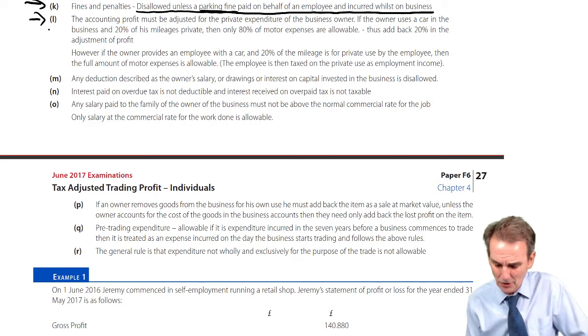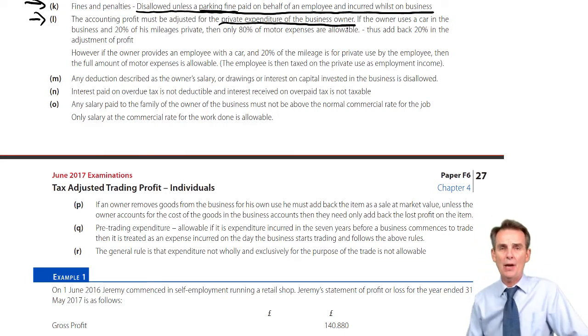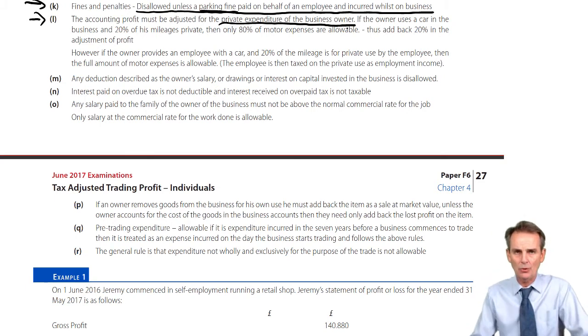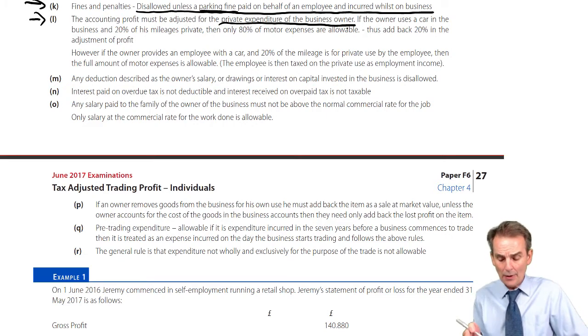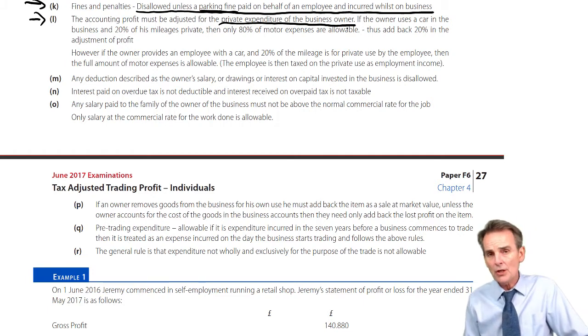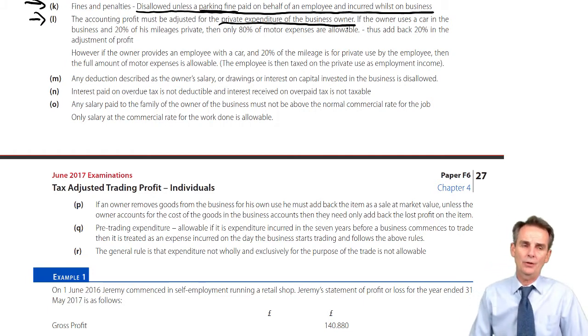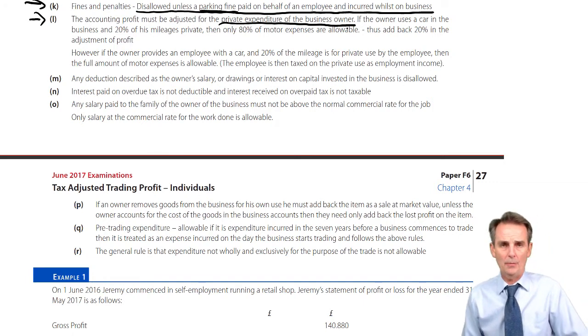The accounting profit must be adjusted for private expenditure of the business owner, the proprietor here. Any private use by the proprietor of any expense item is disallowed. We're only going to allow business expenses. So where might we see this? Well, pretty typical one is on motor expenses, because what we discover is that the figure debited on the statement of profit or loss for motor expenses is actually all of the motor expenses of the vehicle used by the owner of the business, the proprietor.